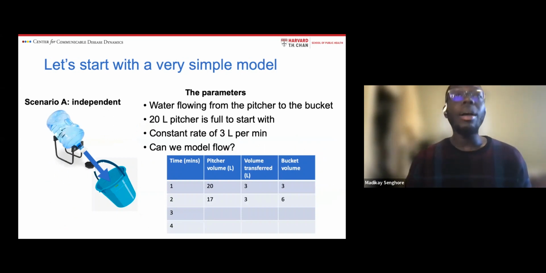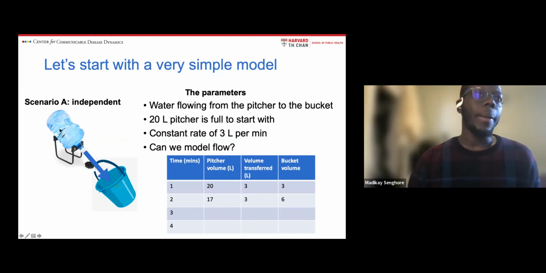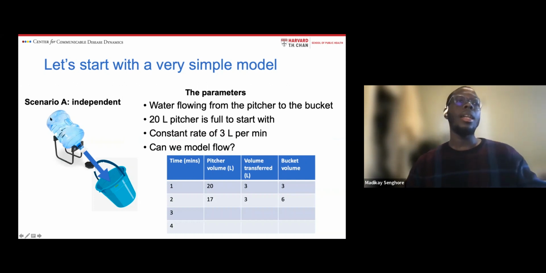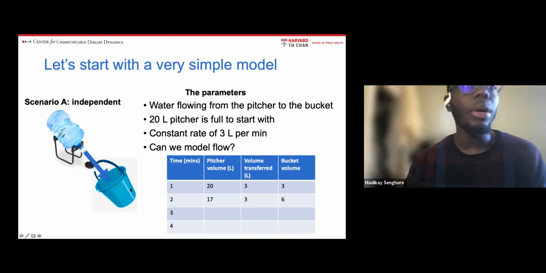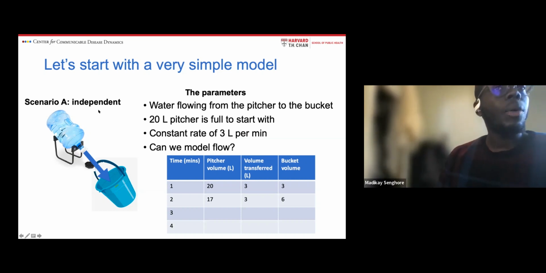So I'm going to take a step back now, and I'm going to engage you all a little bit. This is a simple example here where we have a bucket, all right? And water is flowing from a pitcher into the bucket. The idea I want to put across is that the flow between the bucket and the pitcher is independent of how much water you have in the bucket. It's just flowing at a certain pace.